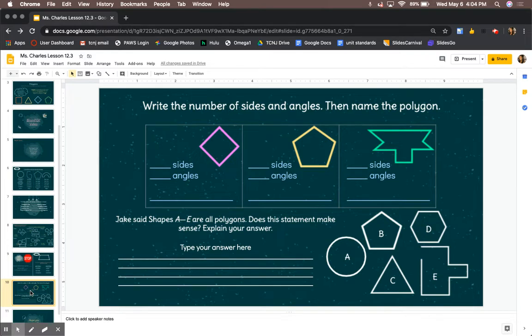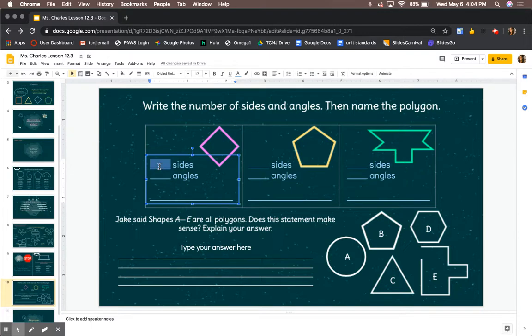Now on this, it says write the number of sides and angles, and then you're going to name the polygon. So this is just a little bit more practice on counting the sides and angles and then naming the shape. So for this one, you're going to be counting up how many sides and angles are here. And then to answer, you click, double click, and then type your answer. And then on this line down here is where the name of the shape would go.